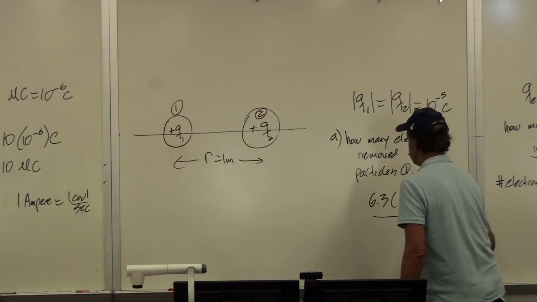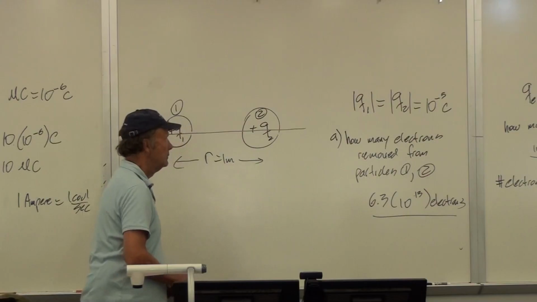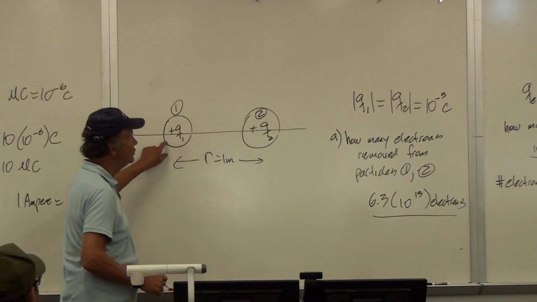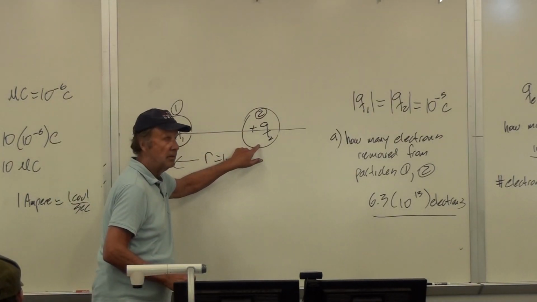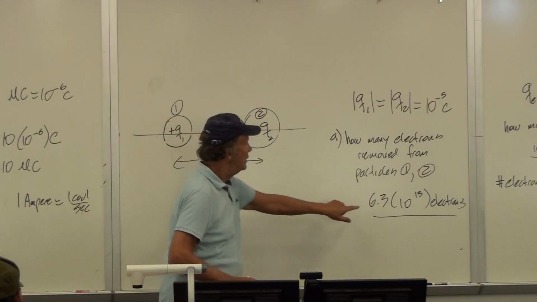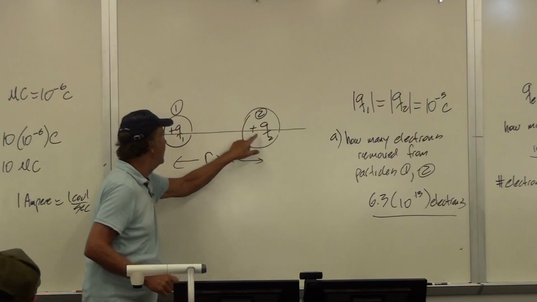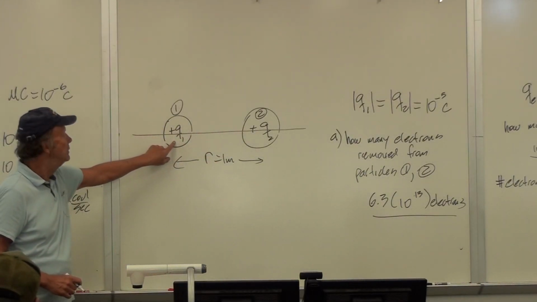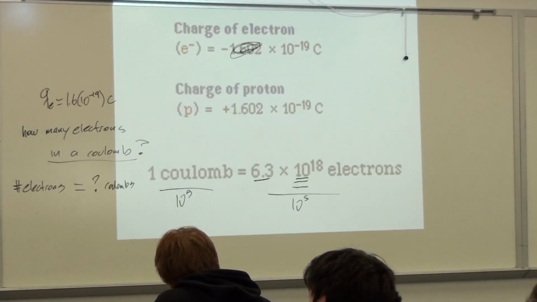Are they added or removed? Half are removed from each. Oh, never mind. Half are removed? If each one has the same charge, are we removing half from each? No. We're removing 63 trillion electrons from this one, and we're removing 63 trillion electrons from this one. So that's how we get that charge then. We're not adding or subtracting protons.